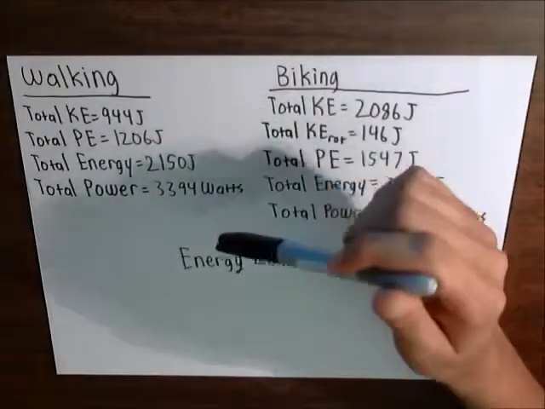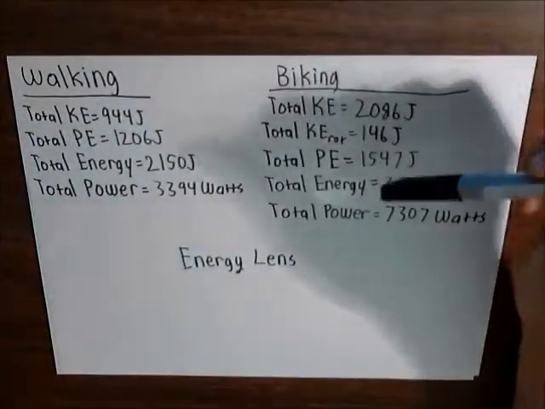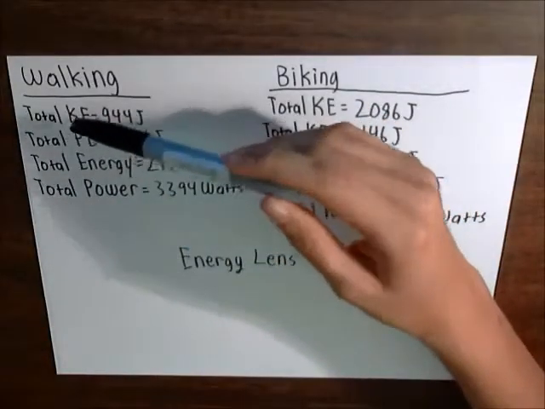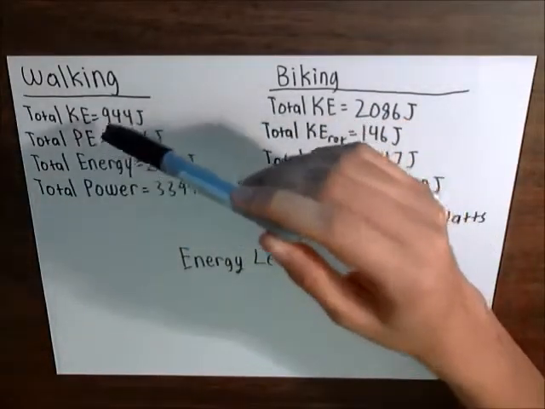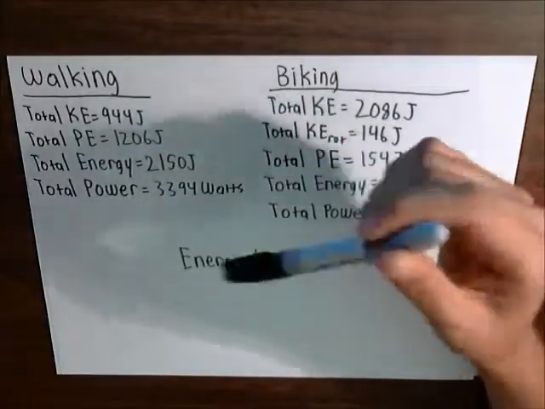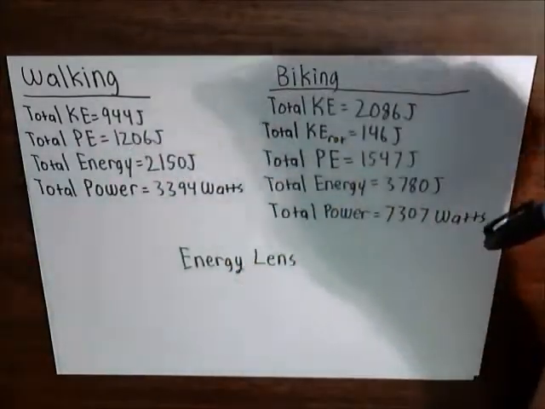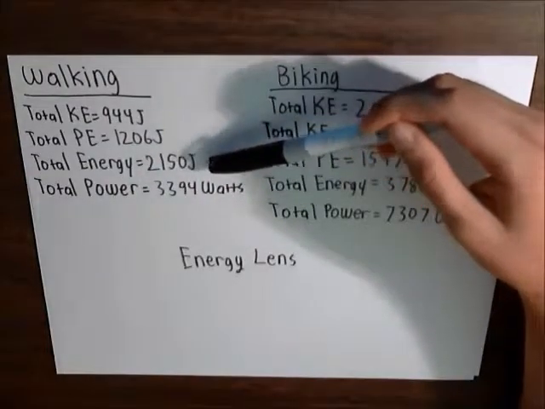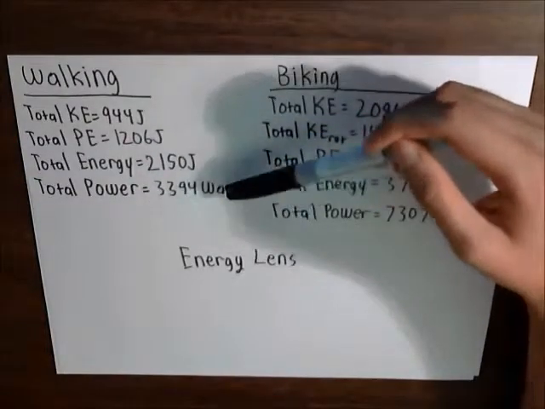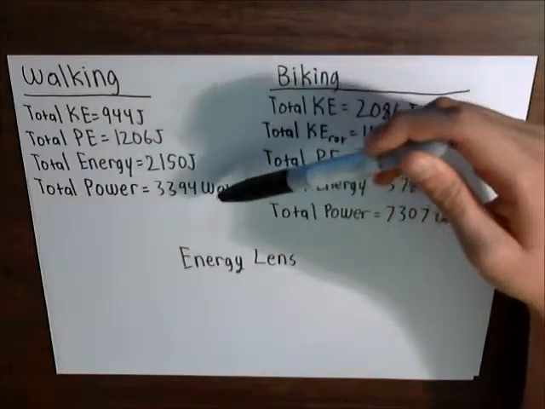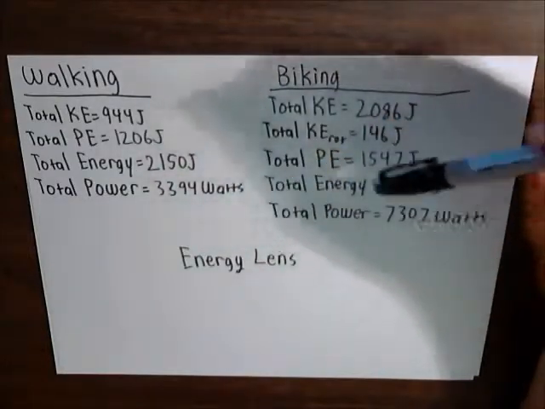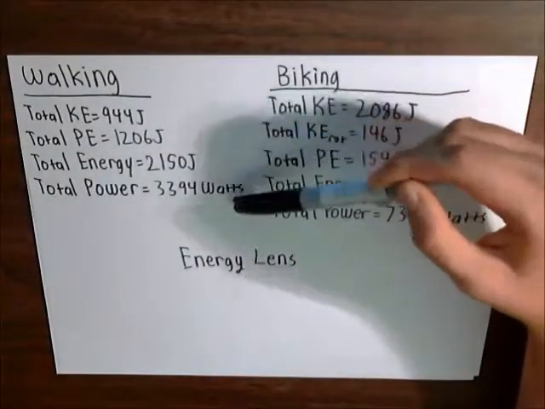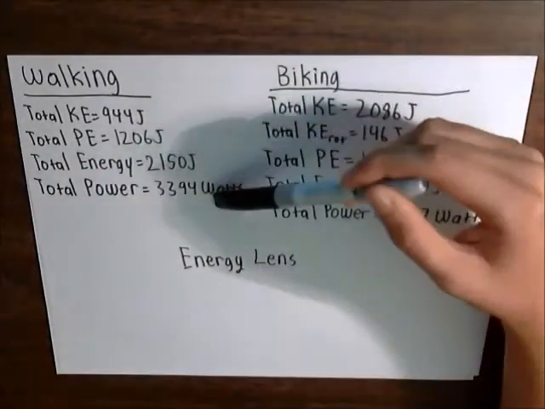Okay, so now we can compare the energy of walking to the energy of biking. So for walking, the total kinetic energy we found to be was 944 joules. The potential energy was 1,206 joules. The total energy was 2,150 joules, and the total power was calculated to be 3,394 watts. And we found all of these just by adding the individual increments up and getting these.